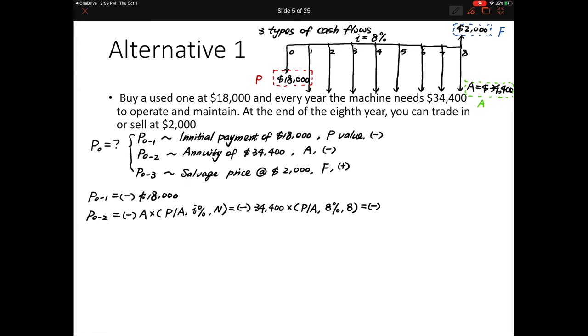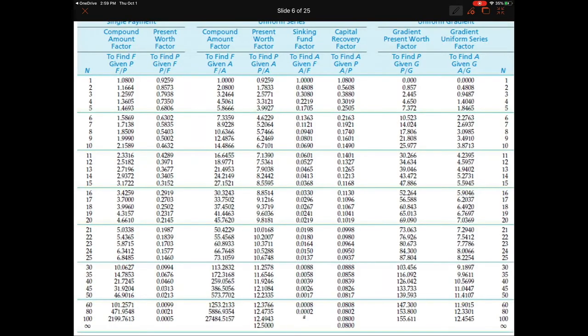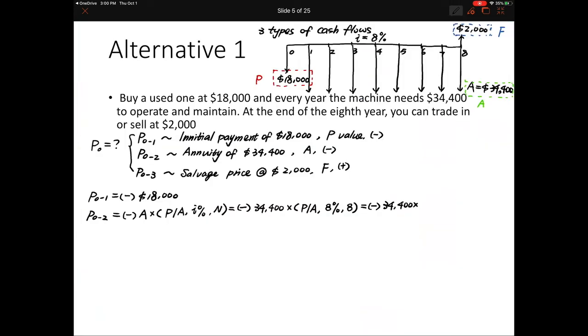And then we need to look at the table to find out what is the factor. So let's see, in the table, the column you're looking at is to find the P given A. So that's the column. And the row is number of years, it's 8. So the value you have for the factor is this one, 5.7466.